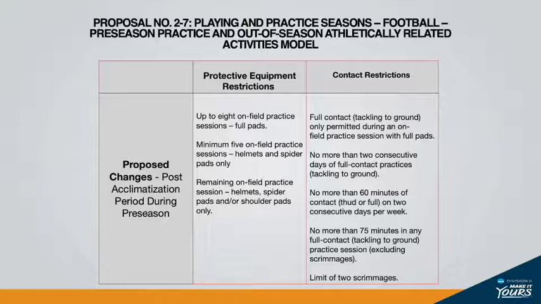The remaining practices may include helmets only, spider pads being permitted, or helmets and shoulder pads with no tackling to the ground. Additionally, there may be no more than 2 consecutive days of full contact practices and no more than 60 minutes of contact, thud or full, on 2 consecutive days per week. Finally, there may be no more than 75 minutes of full contact in any practice session, excluding scrimmages, and no more than 2 scrimmages during the preseason.